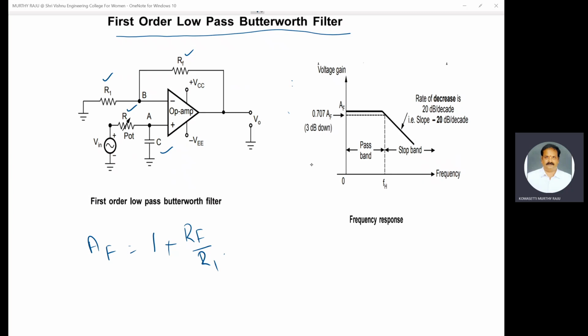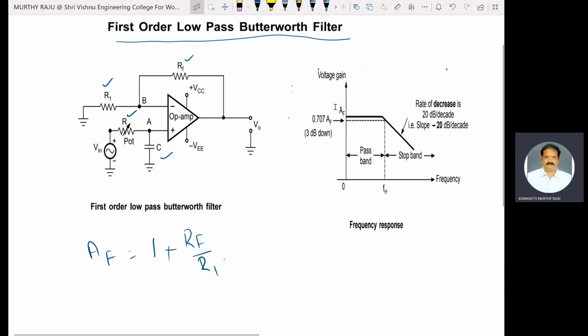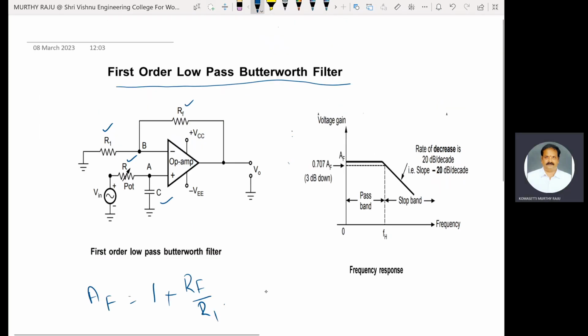This is the second figure, the frequency response of that first order low pass Butterworth filter. First, at low frequencies, that means the low frequency range, F less than FH. The magnitude of the voltage gain is represented by mod A, which is equal to mod V naught by V in, output voltage by input voltage.